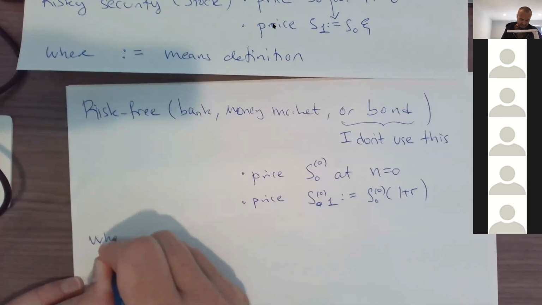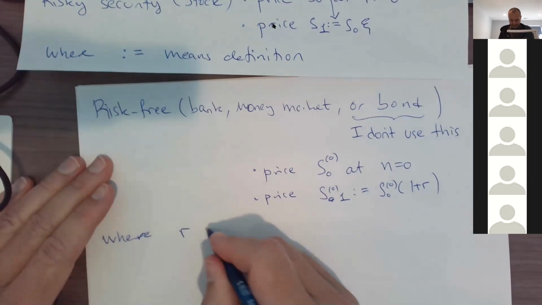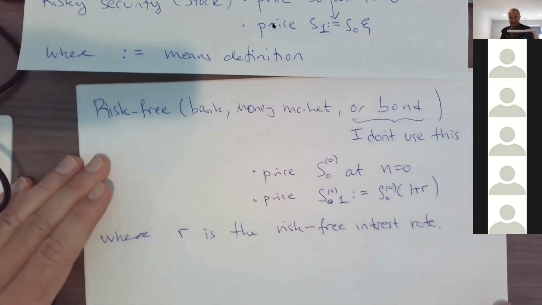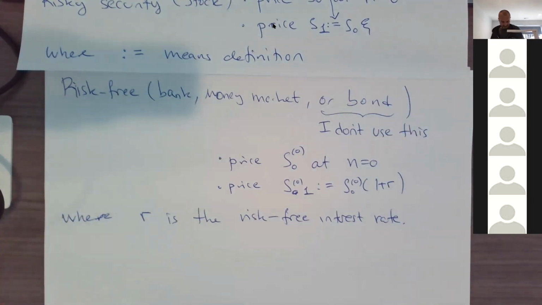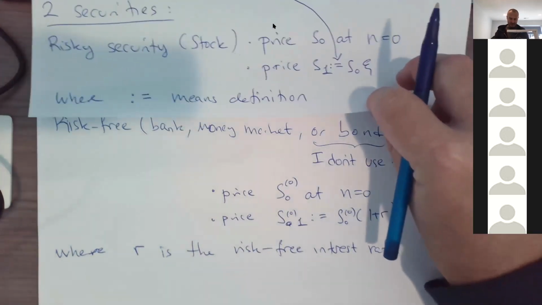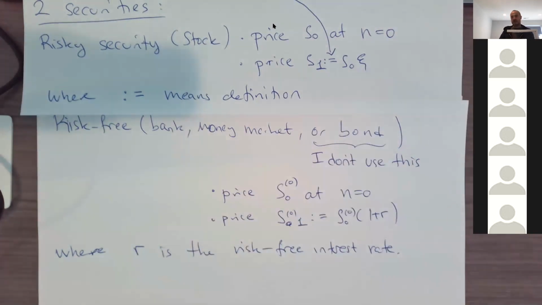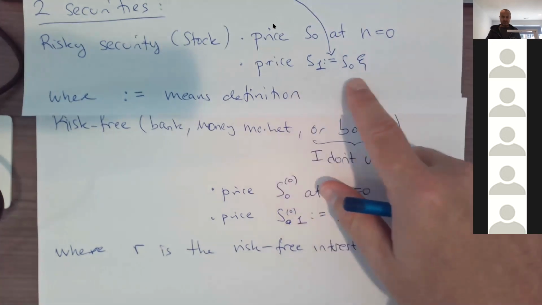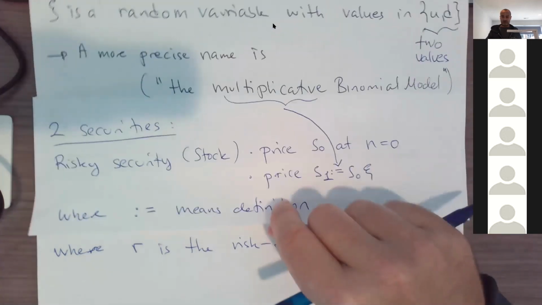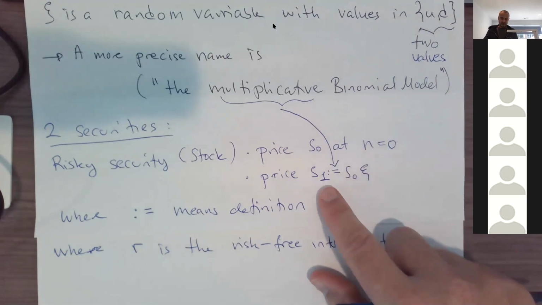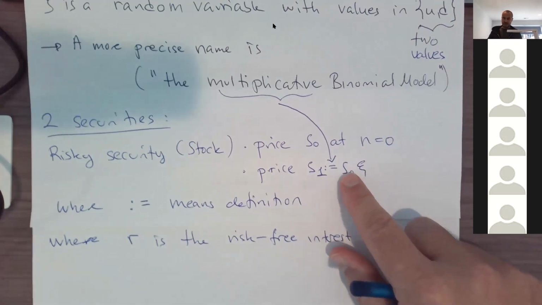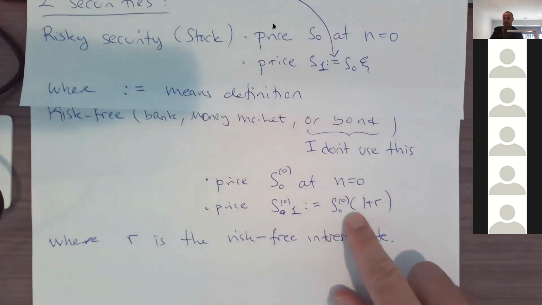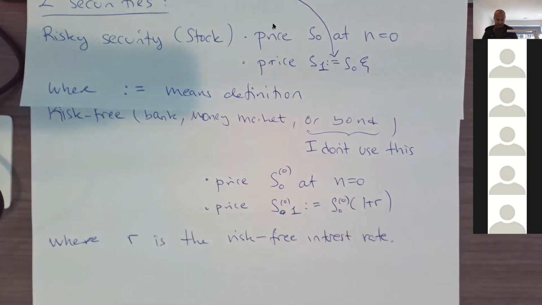Where R is the risk-free interest rate. So this is the input to the binomial model. You will have two securities. The money market account is defined in terms of an interest rate, and the stock is defined in terms of this random variable psi, which can take on two values, U and D. So you see from this formula that S1 apparently can take on two values too: S0 times U and S0 times D. Whereas for the money market, there's only one value, namely 1 plus R, and this here is not random.